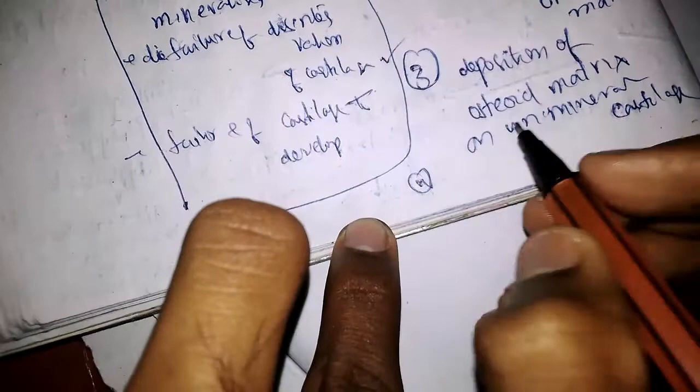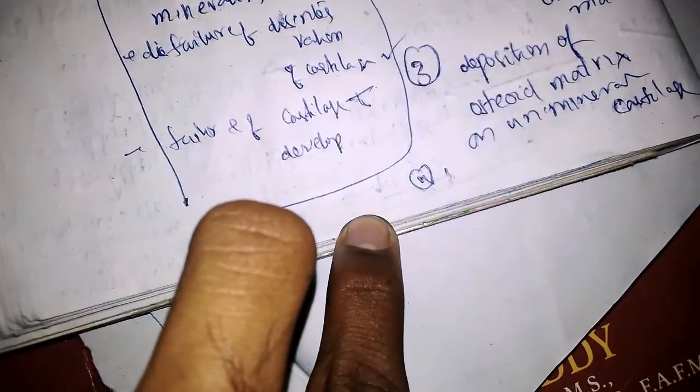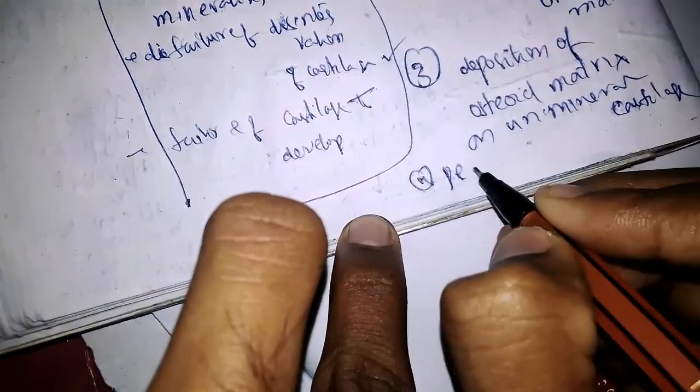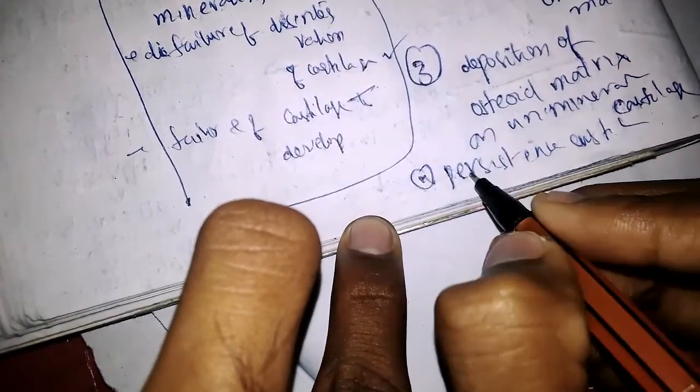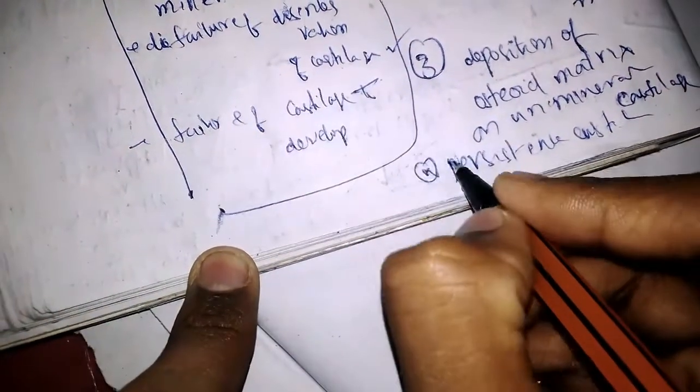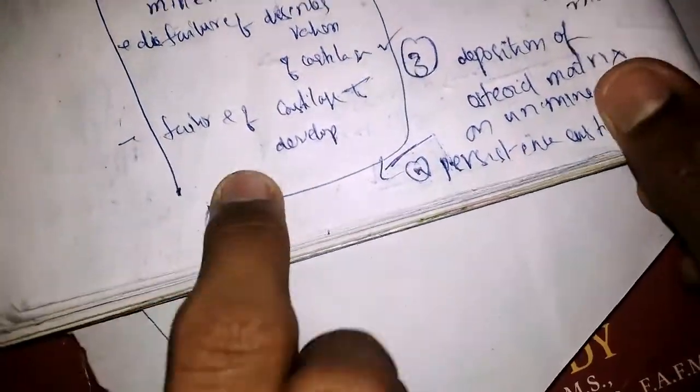And the fourth thing is persistence of cartilage tissues in the bone. This persistence of cartilage will result in the formation of nodules or protuberances into the marrow. These tissues protrude into the marrow. This is the fourth point.